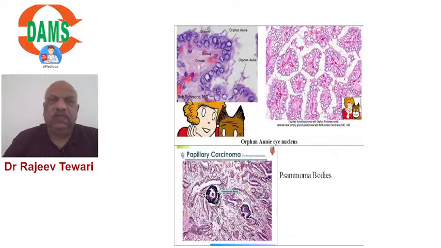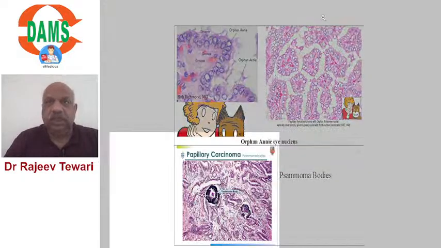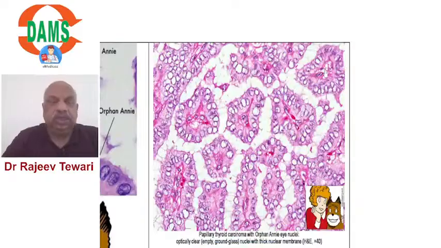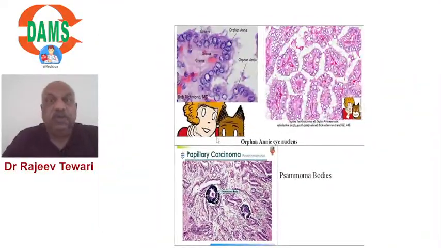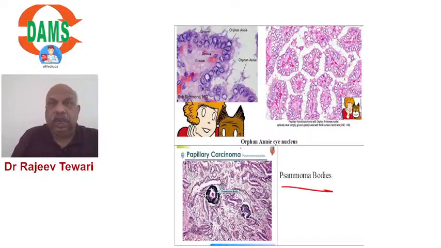And this is the Orphan Annie eye nucleus and psammoma bodies. They ask three histology findings in the image. One is the amyloid stroma, which is medullary. One is Orphan Annie eye nucleus, which is papillary. And third is psammoma body, which is again papillary. So psammoma bodies, which you also get in meningiomas and serous cystadenoma of ovary and renal tumors and papillary thyroid cancer. So psammoma bodies and Orphan Annie eye nucleus, these are features of papillary cancer.